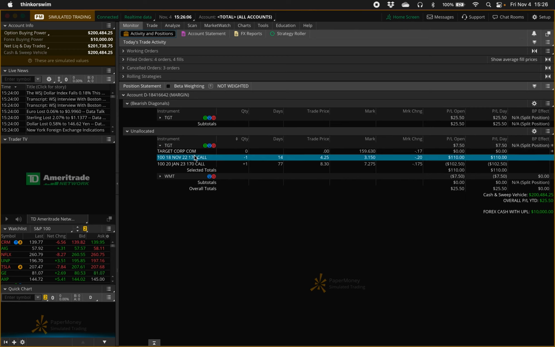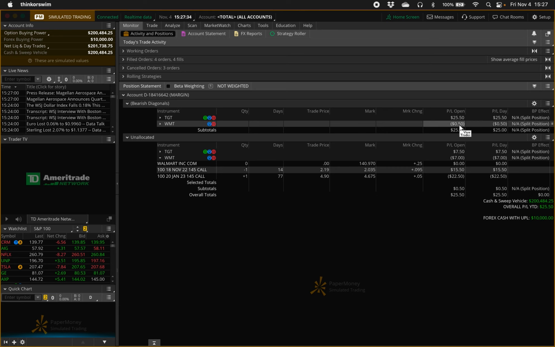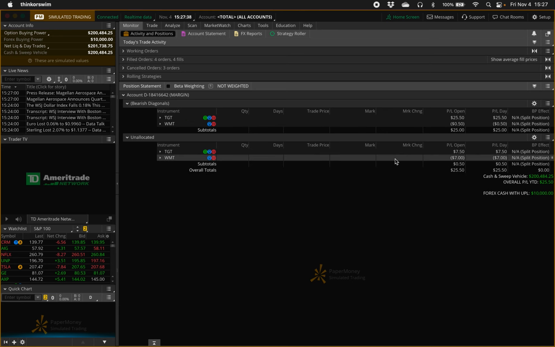So if we go back here and we look at the Walmart ones, again we'll move the put over to the bearish diagonal, and this one as well to the bearish diagonal. There we go. So now our Walmart put calendar is actually only 50 cents down, and our Walmart call diagonal is $7 down. Okay, so we're actually doing pretty good.